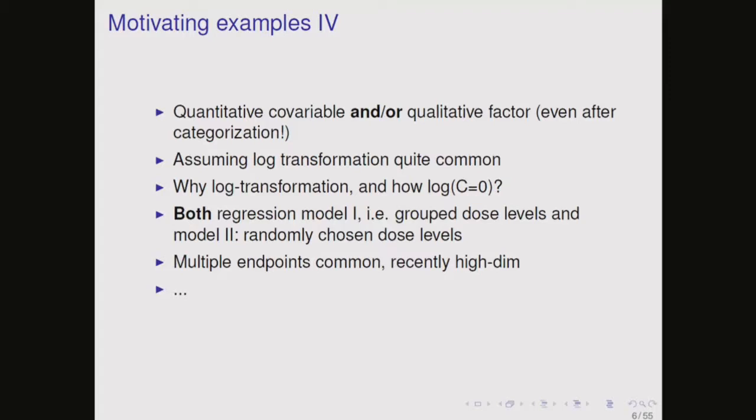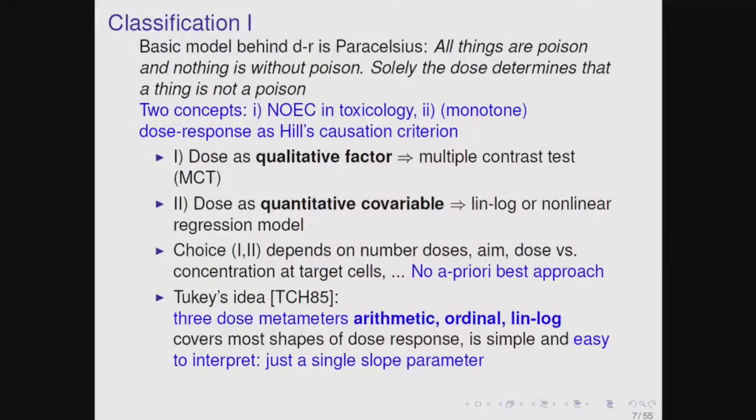And what we also see, we have both our regression in groups like 0, 10, 100 milligram per kilogram, and randomly chosen doses, like in epidemiology. And what we also observe nowadays, multiple endpoints is a standard. It's not a curious situation, and recently high dimensional. We have 100,000, no problem, 1,000 dose-response relationships. We cannot believe that the shape is the same. It's very unrealistic.